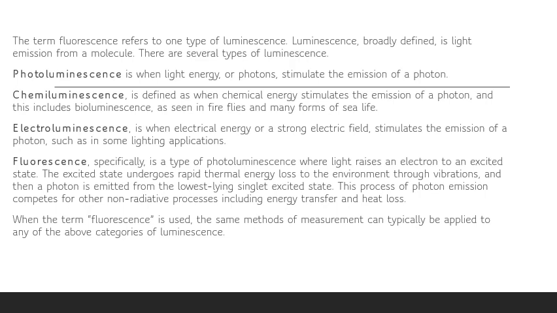Fluorescence is a typical example of photoluminescence, when light raises an electron to an excited state. The excited state undergoes rapid thermal energy loss to the environment through vibrations, and then a photon is emitted. The process of photon emission competes with non-radiative processes including energy transfer and heat loss. When the term fluorescence is used, the same method of measurement can typically be applied to any of the other categories.